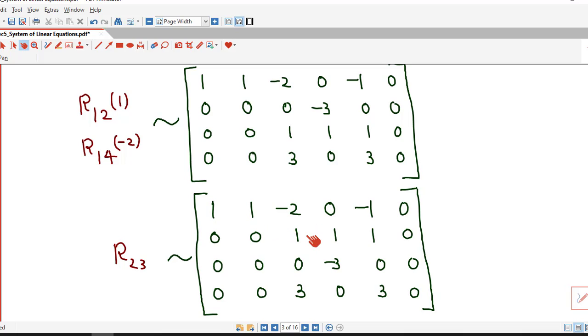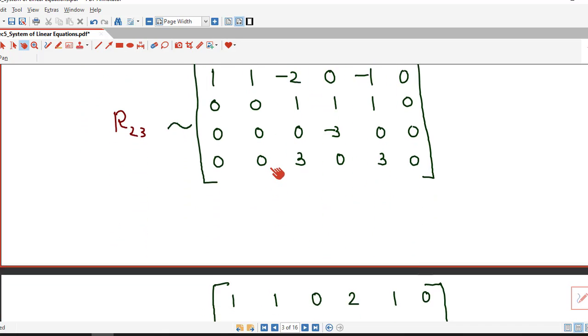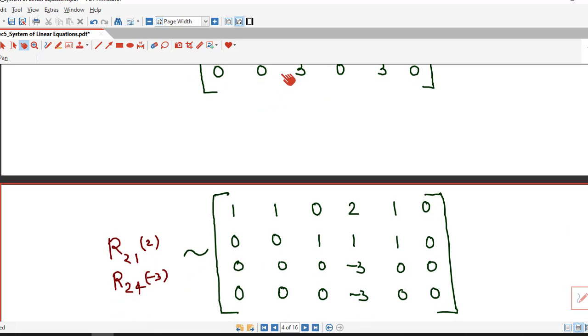So now the first non-zero entry of the second row is 1. So using the second row we make these two entries 0. For that we multiply the second row by 2 and add in the first row, and we multiply the second row by minus 3 and add in the third row. So after applying those two operations we obtain this matrix. I am not explaining all the calculations.